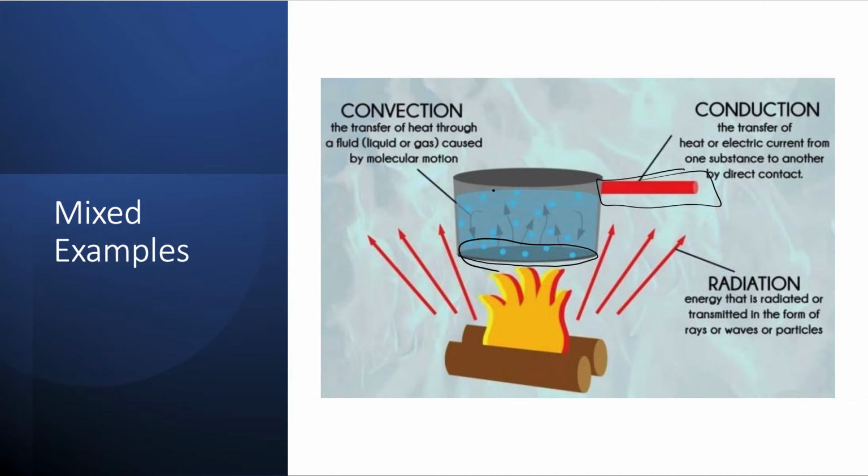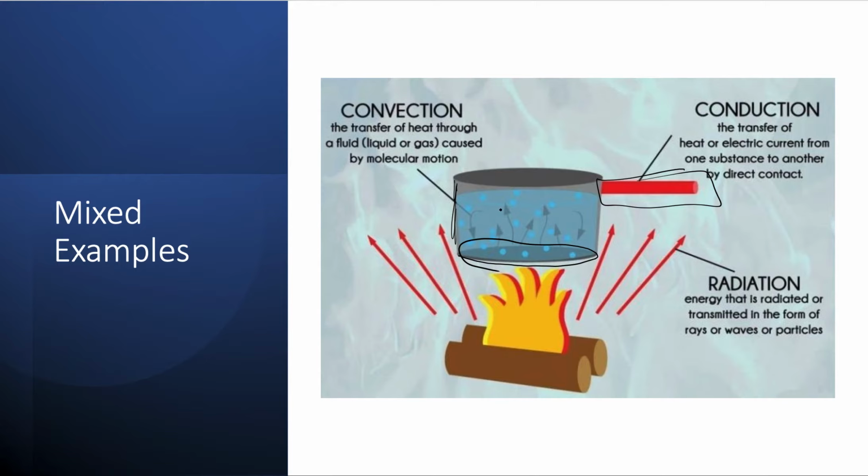This then passes on to the surface of the pan and the edges of the pan, and then this eventually passes on to this handle over here, and this is by direct contact. This is because the flame is touching the handle, because energy is being transferred. This is the transfer of heat or electric current from one substance to another by direct contact.